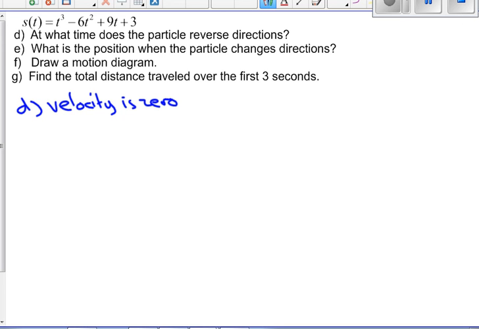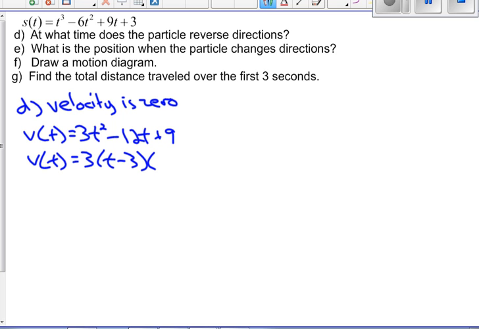Okay, and the velocity function was given by 3t squared minus 12t plus 9, or that factored form, which looked like this. Now, from factored form, you can just see right away the numbers that are going to zero this function are at t equals 3 and t equals 1. We call these critical values.